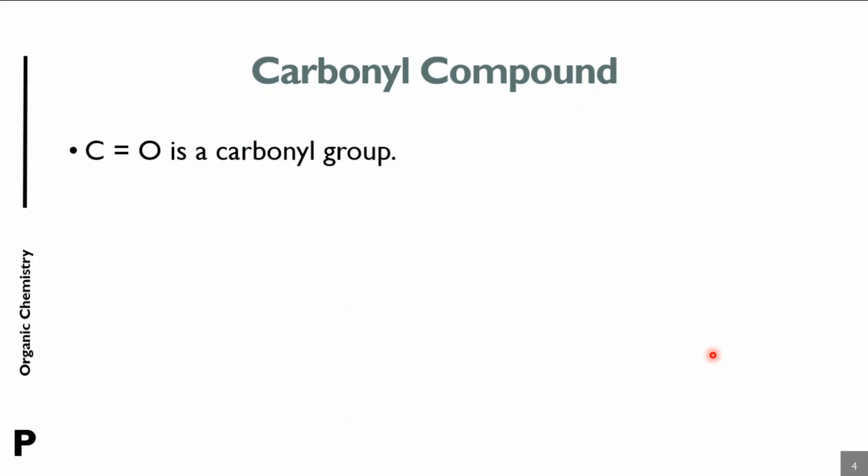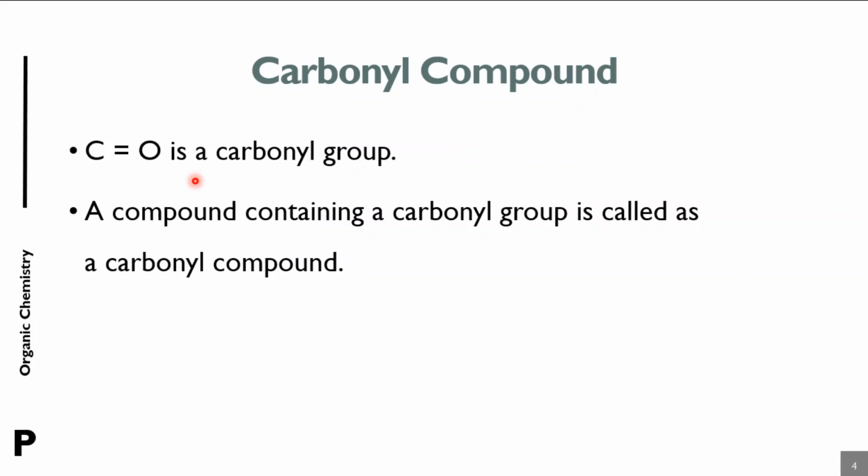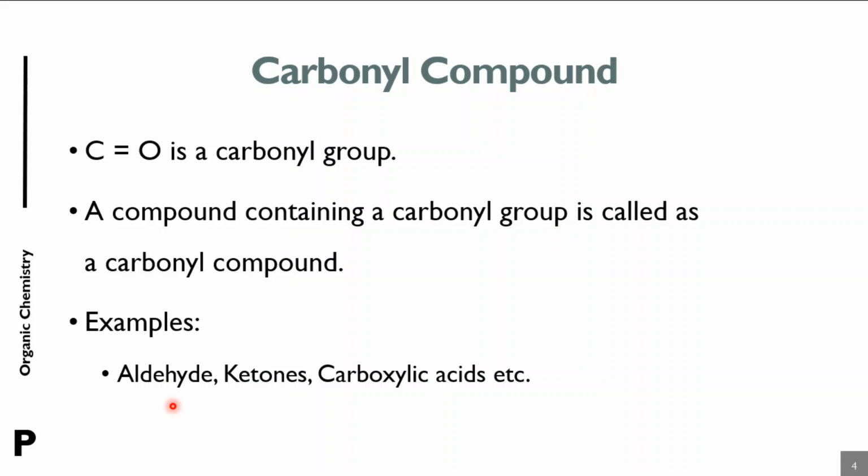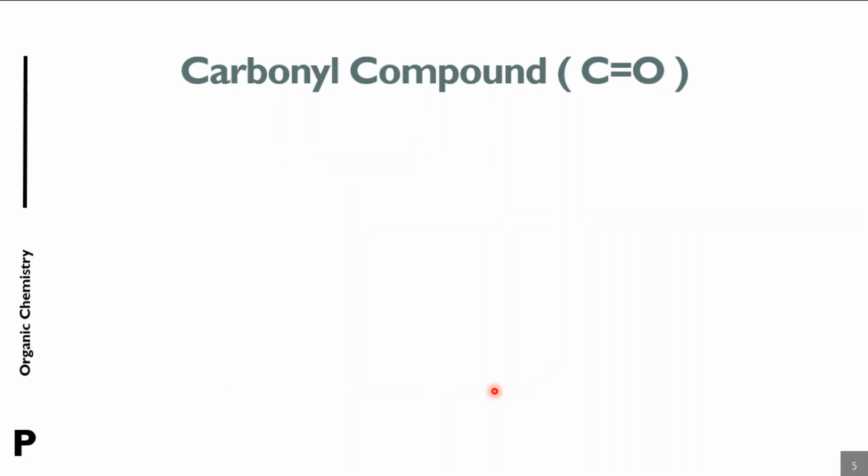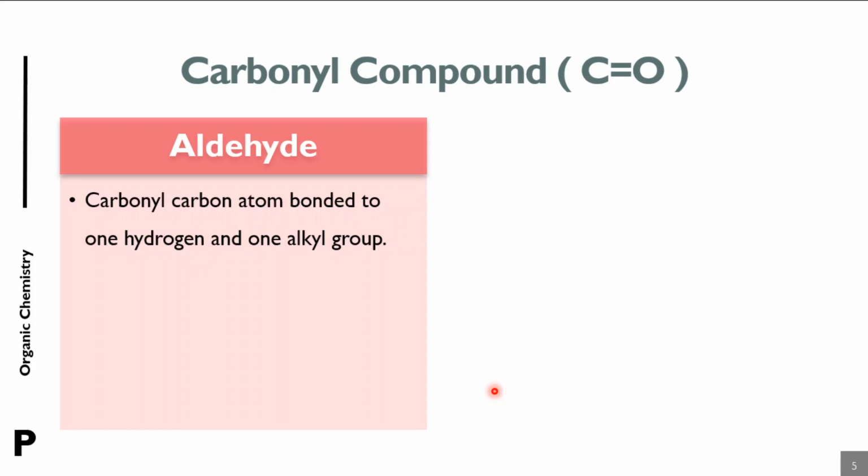You know very well the carbonyl group is C double bond O, and if this carbonyl functional group is present in any compound, then that compound is called a carbonyl compound. Hence, a compound containing a carbonyl group is called a carbonyl compound, such as aldehydes, ketones, carboxylic acids and carboxylic acid derivatives. So let's see about the aldehyde.